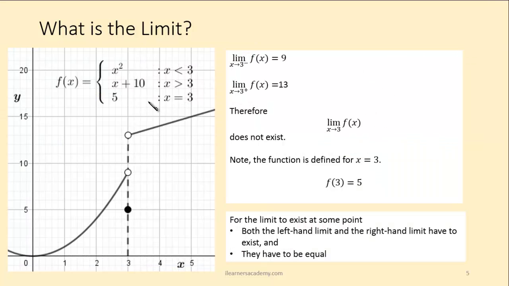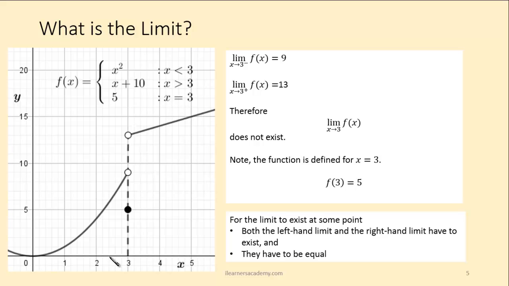Here we have what is called a piecewise function. For values of x less than 3, the function is x squared. For values of x greater than 3, the function is x plus 10. For x equal to 3, the function is defined as 5. So this function is defined here. Let's take a look at the limit of this function as x approaches 3.